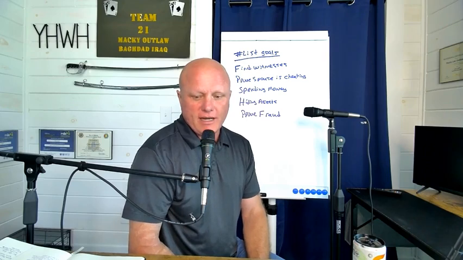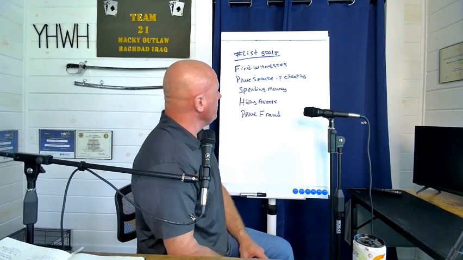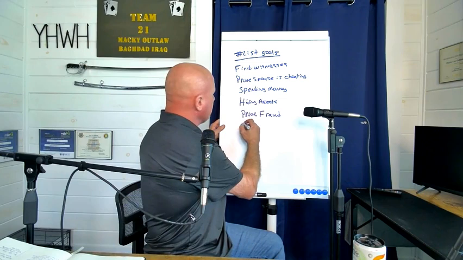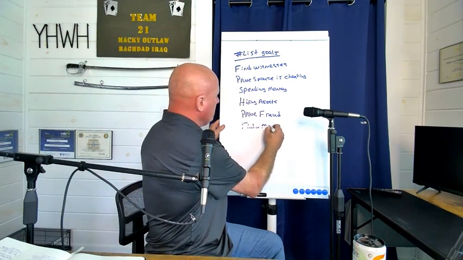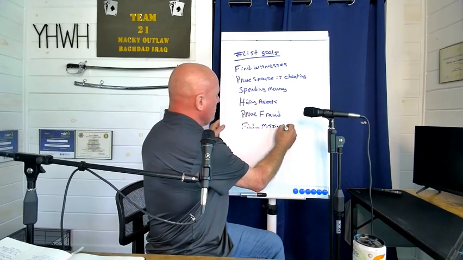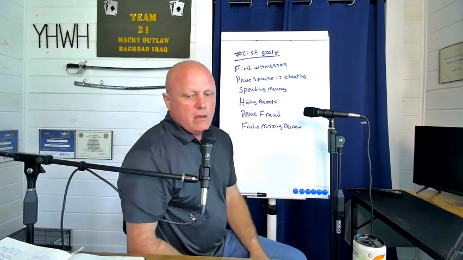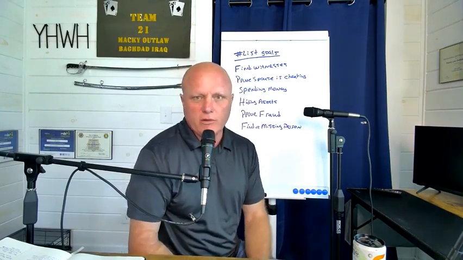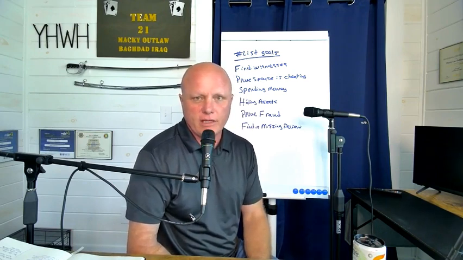Some other goals we might have. Another goal we might have is to find a missing person. Okay. We get a lot of these where teenagers are missing. They're missing on what we call their own free will. Nobody has kidnapped them or anything like that. They just ran away and are living with somebody else.